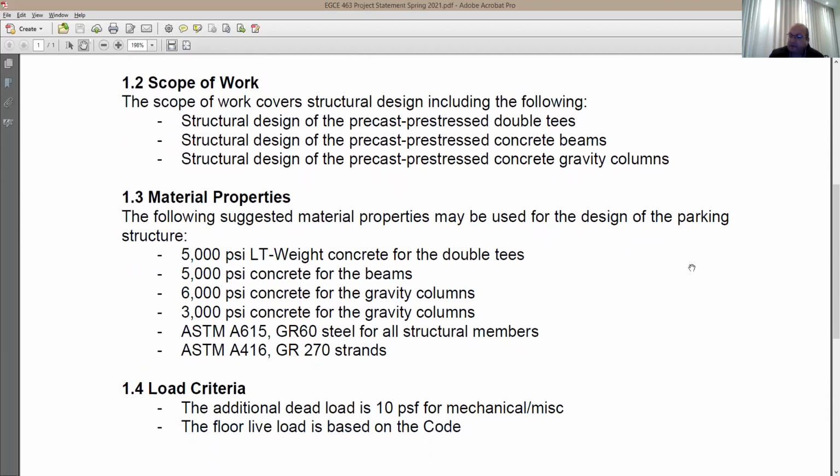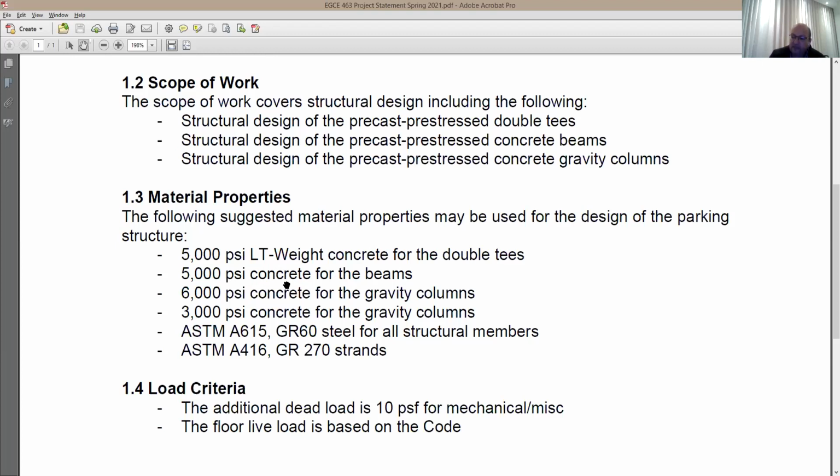Now, material properties. It says here it's going to be 5,000 psi lightweight concrete. Now, this is going to be important because you need to figure out the weight for the double T's. For the beams, it's going to be 5,000 psi. It doesn't say lightweight here, which means you're going to be using 150. How about for this one here? What should I use for the unit weight? I'm going to leave it for you because you need to look it up.